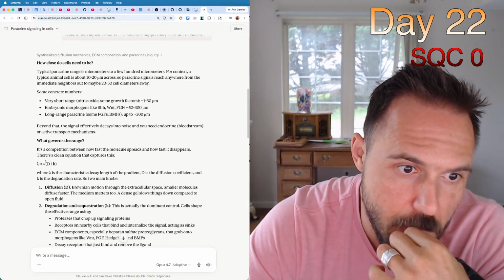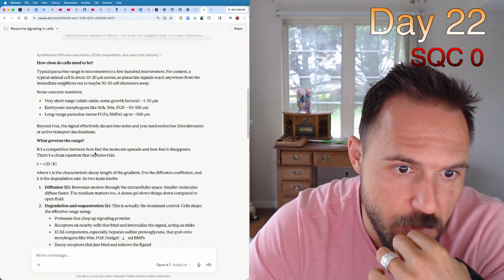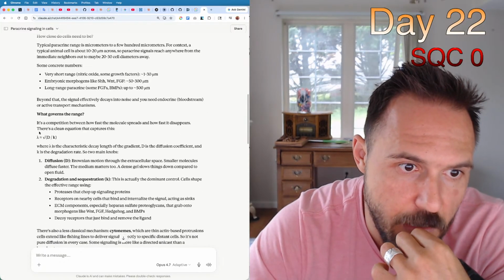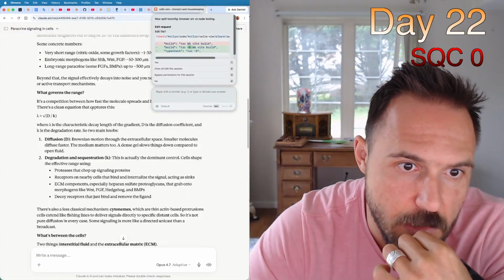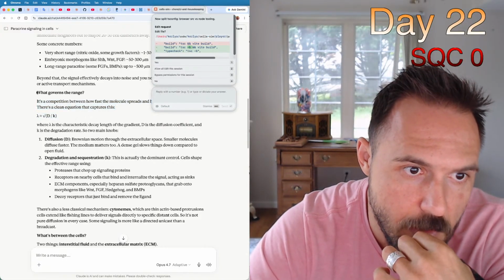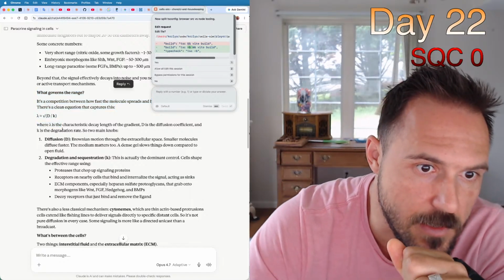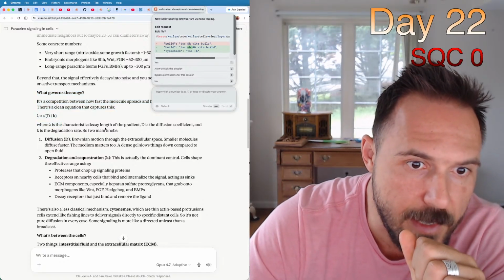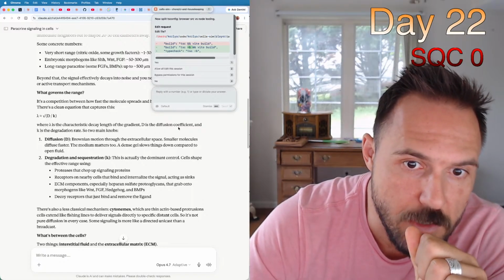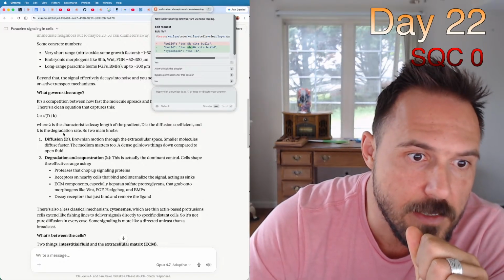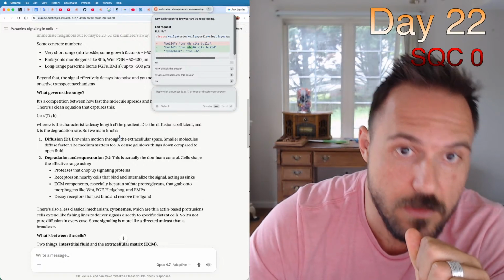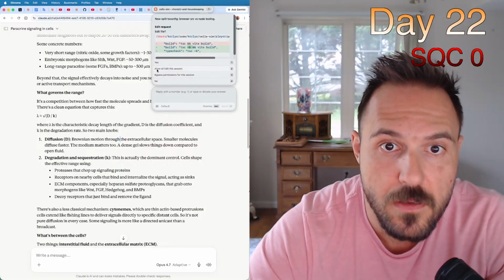What governs the range? It's the competition between how fast the molecule spreads and how fast it dissipates. There is a clean equation that captures this, where lambda is the characteristic decay length of the gradient, D is the diffusion coefficient, and k is the degradation rate. So two marks snap. Perfect.